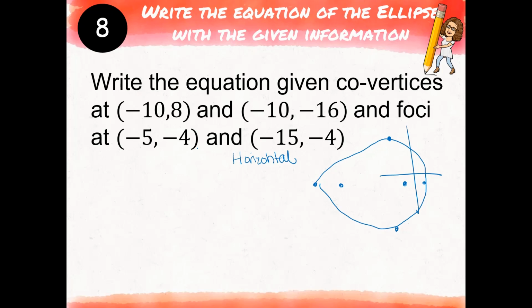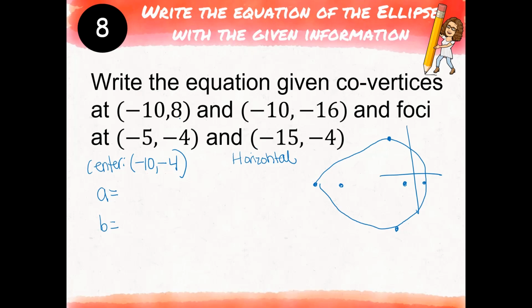So I, again, need the three things. I need a center, I need to find A, and I need to find B. My center is in the middle of my co-vertices. It looks like to be -10, comma, 8 minus 16 is -8, divided by 2 is -4 for my center. My A value, I don't know my A value, because I don't have center to vertex, right? We didn't get any vertices. They didn't give us that. So I don't know A. But I can find B.